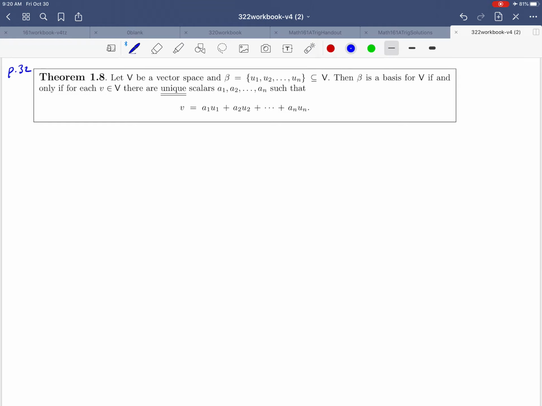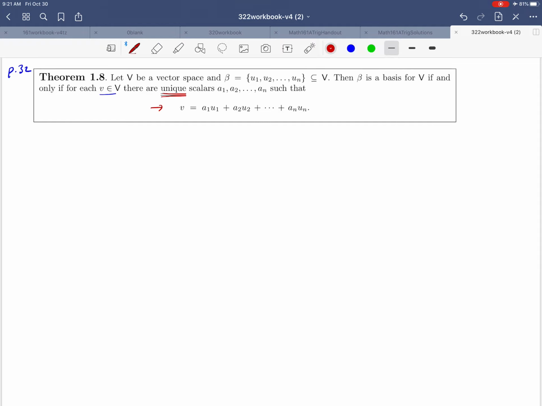So let V be a vector space and beta be the set of vectors u1 through un, a subset of V, and the theorem says that beta is a basis for V if and only if, for each v in V, there are unique scalars a1 through an such that v is equal to a linear combination a1 u1 plus a2 u2 up to an un.